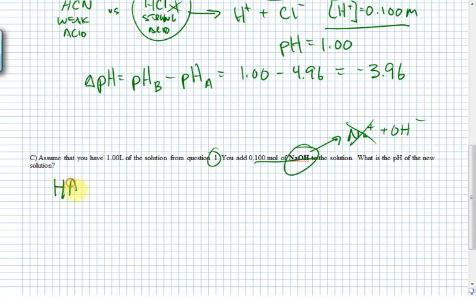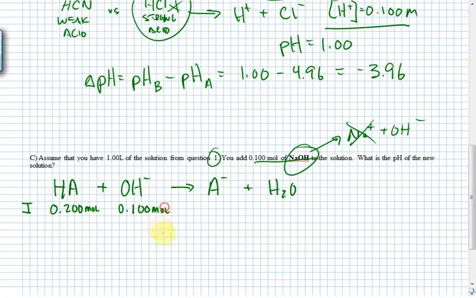Well, our solution contains a weak acid. Weak acids react with bases to form the conjugate base plus water. So as we add base to our system, we are converting some of our acid into its conjugate base. Now notice, my initial conditions were 0.200 moles, because I had a 1 liter solution of HA. I'm adding 0.100 moles of OH minus. I'm going to say initially I have 0 of this, and we've got plenty of water. Water's not going to be a factor here, so I'm not going to worry about the water.